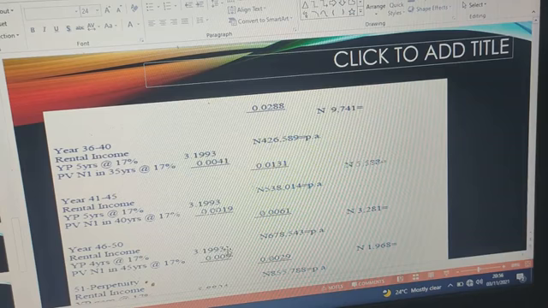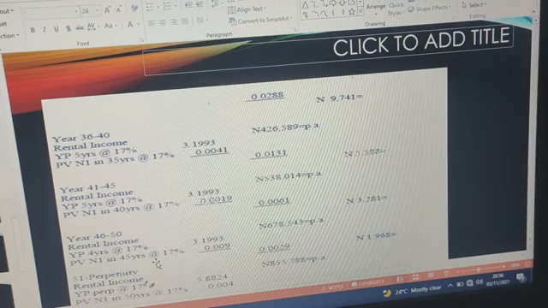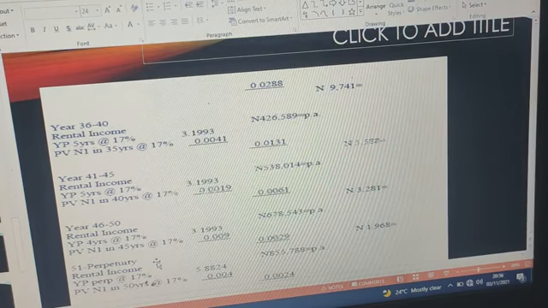YP 4 years at 17%: 3.1993. PVN1 in 45 years at 17%: 0.009, 0.0029, and 1,968 equals. Year 51 perpetuity, rental income and 855,788 equals per annum. YP perp at 17%: 5.8824.